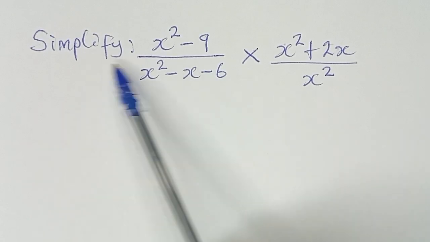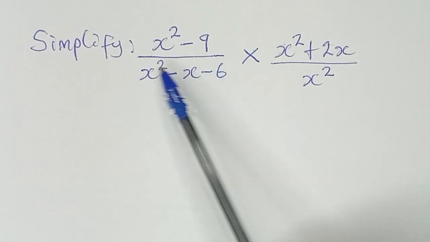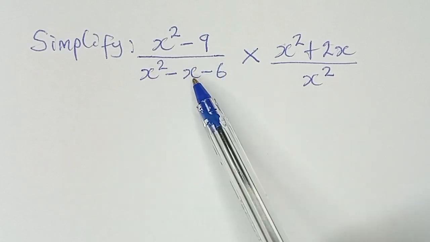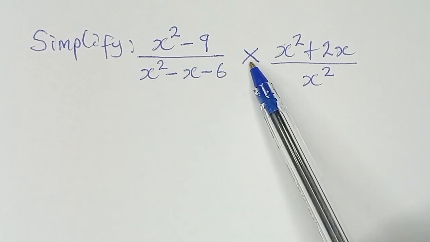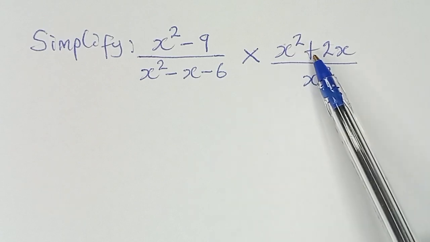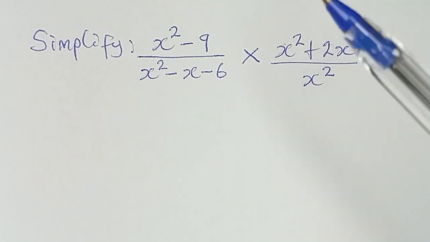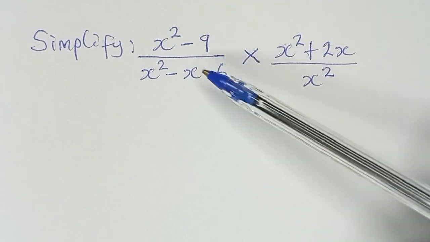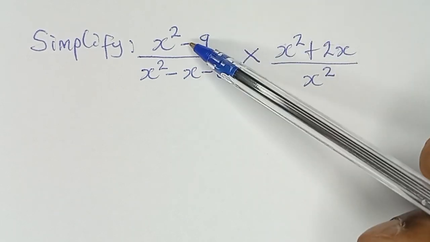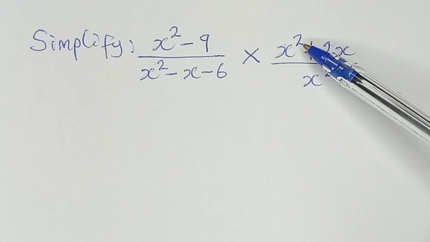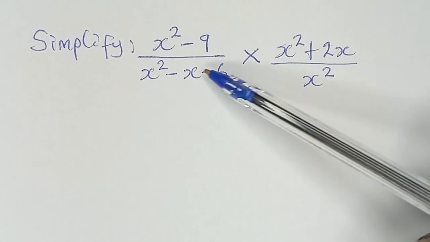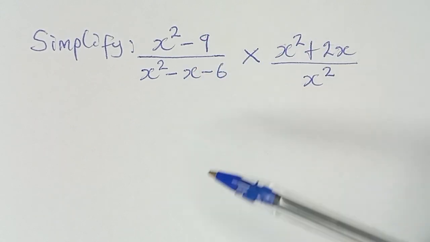The question here says simplify (x squared minus 9) all over (x squared minus x minus 6), multiplied by (x squared plus 2x) all over x squared. Now, if you look at these three terms here, we can factor them. So that's the trick for simplifying this expression.